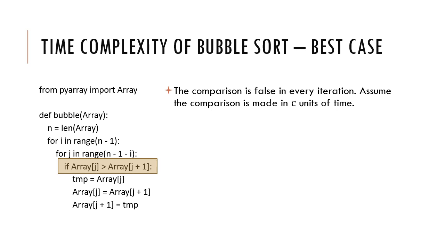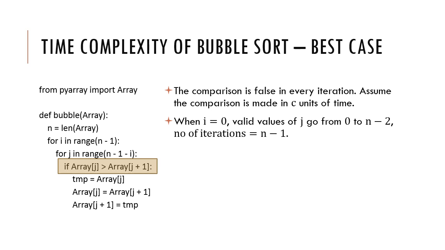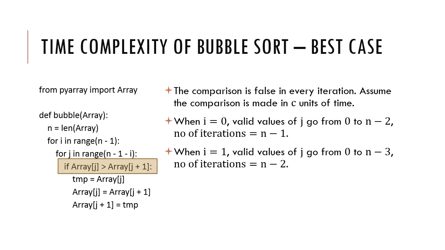Assume the comparison is made in C units of time. When i equals 0, valid values of j go from 0 to n minus 2. Number of iterations is n minus 1. In each iteration, we do the comparison but never step into the body of the if. When i equals 1, valid values of j go from 0 to n minus 3 and number of iterations is n minus 2.